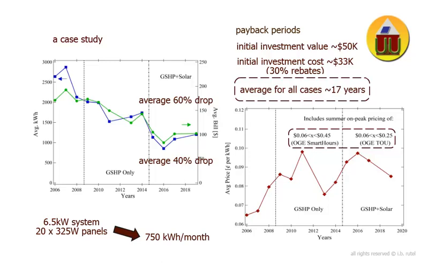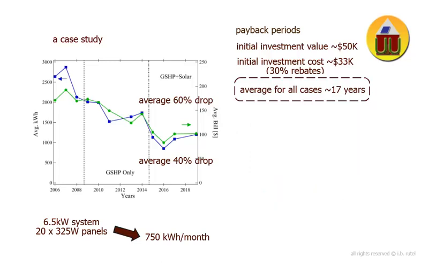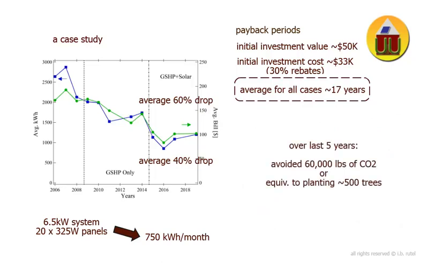So if you can bear the initial investment, this type of system makes financial sense over the long-term outlook. Add to this that in the last 5 years of the system producing energy, there has also been an equivalent of over 60,000 pounds of CO2 prevented from being emitted into the atmosphere through the burning of fossil fuels for energy production, or the equivalent of planting over 500 trees. So it has also made a small but measurable environmental impact as well.